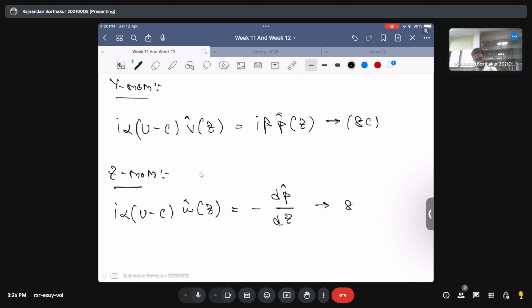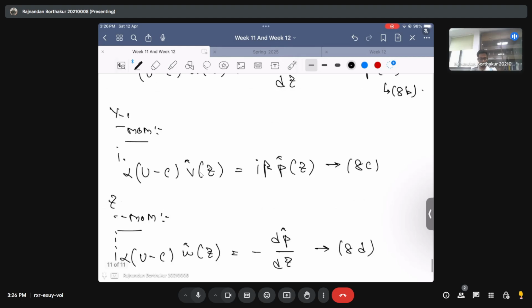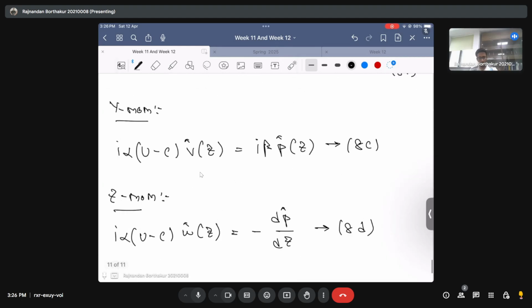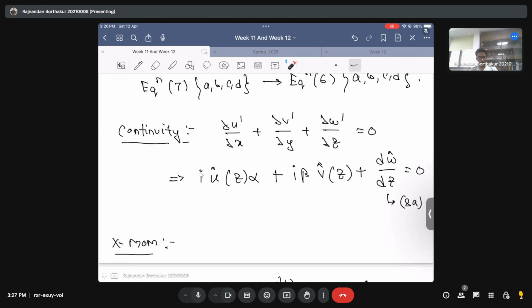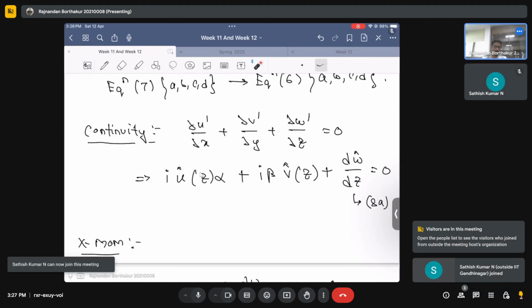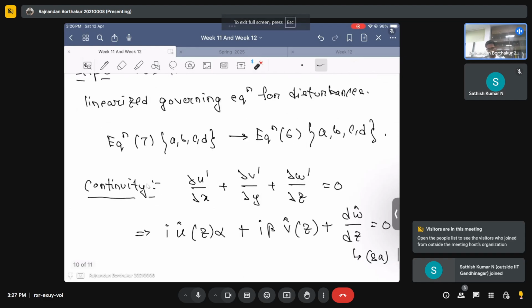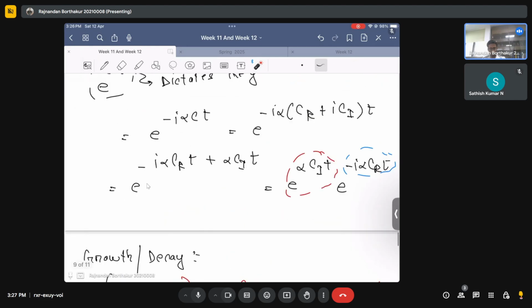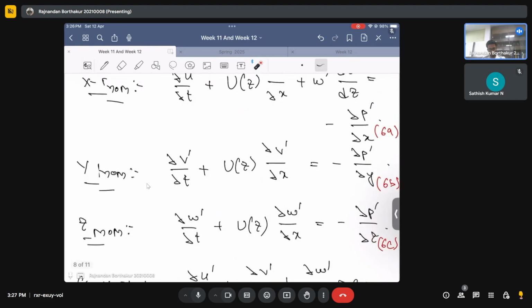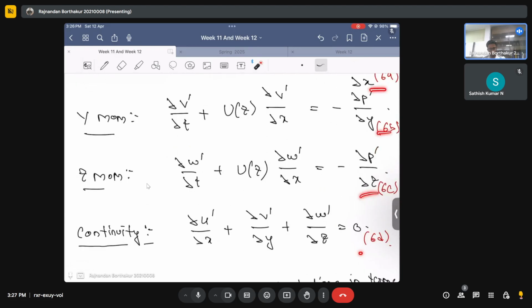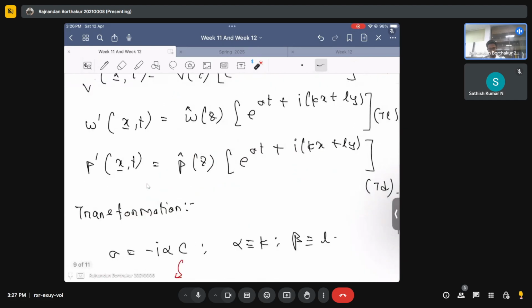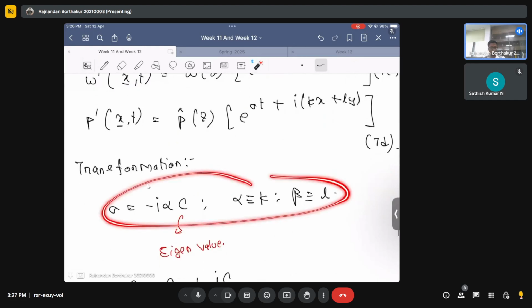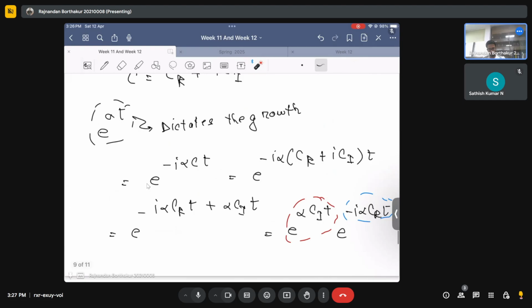Okay, so equations 8a, 8b, 8c, and 8d are the result that you get when you substitute the normal modes of u prime, v prime, w prime into the linearized equations, which are equations 6a, 6b, 6c, and 6d. Okay, and of course you need to do this transformation as I have said before.